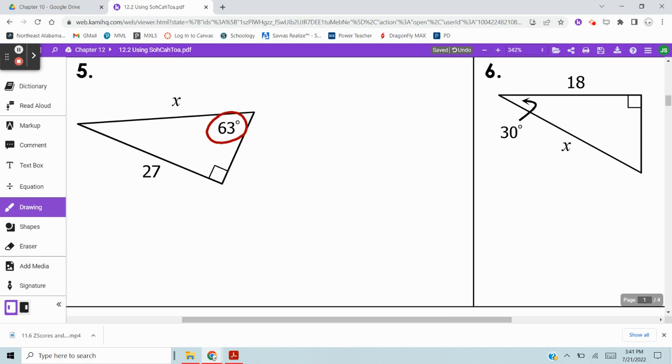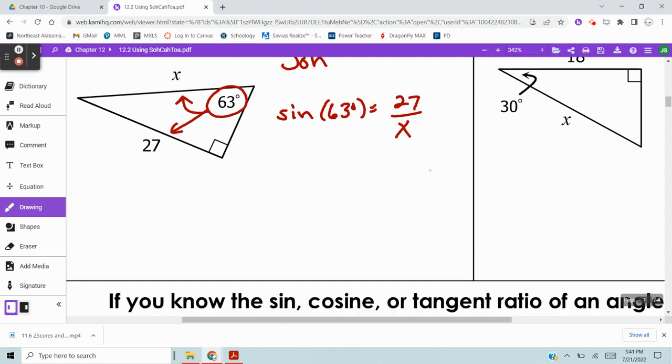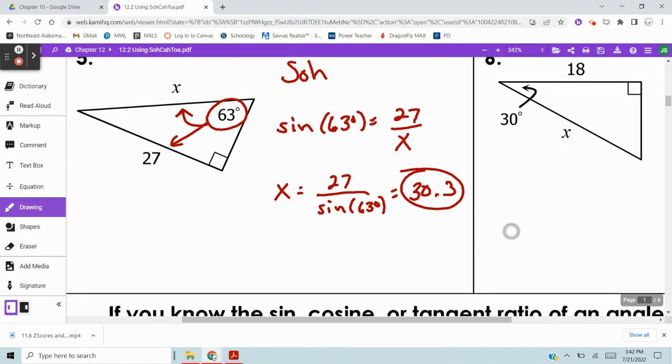Here's my angle. This would be the opposite side and the hypotenuse, very similar. Opposite and hypotenuse would be a sine problem. The sine of my angle is equal to opposite over hypotenuse. Since the x is on bottom, we can use our shortcut. Move the x to the left side, move the sine of 63 to the bottom. So we have x is equal to 27 divided by the sine of 63, which is about 30.3. So our missing side length there is about 30.3.